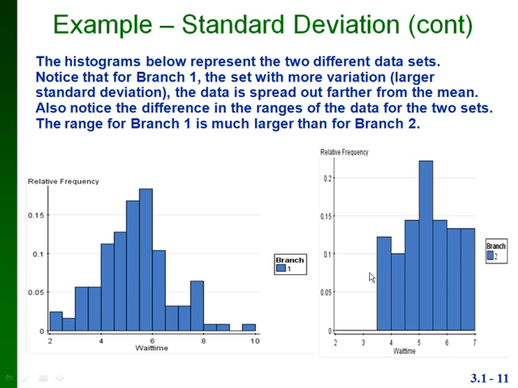And that goes back to also what we saw with our range. The minimum and maximum for branch 2 were much closer together. The minimum and maximum values for branch 1 were much more spread apart. So this is what I want you to understand about the standard deviation, is that it gives us a measure of how much variation there is in the data.